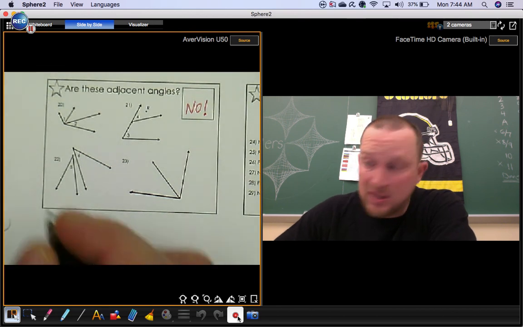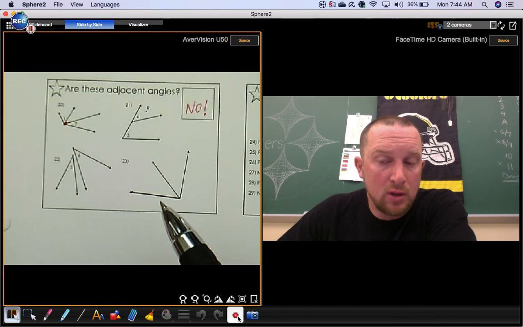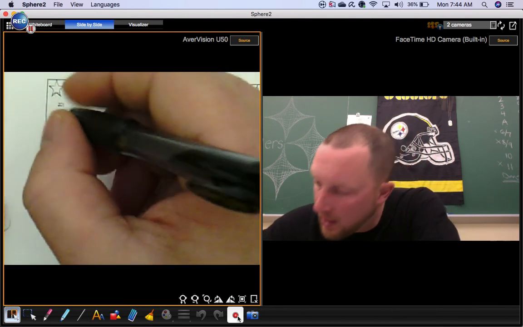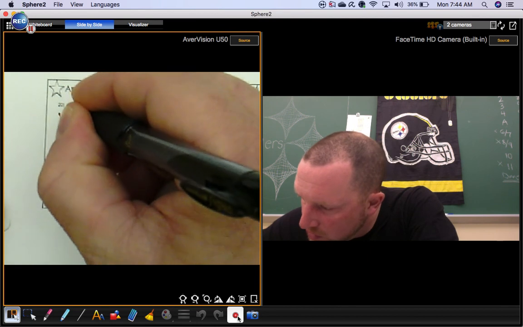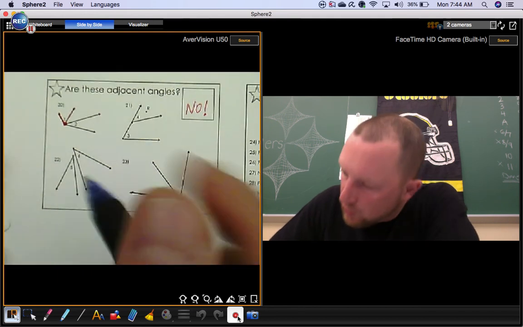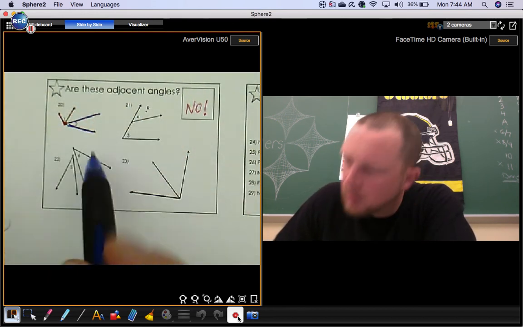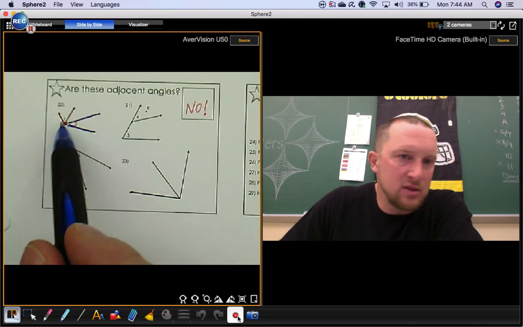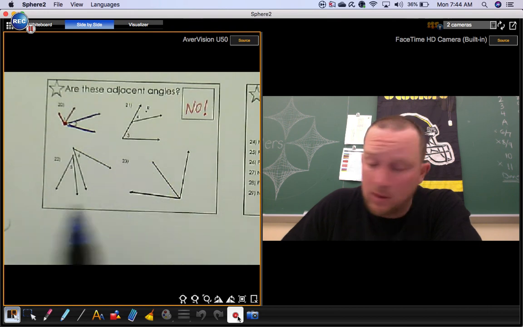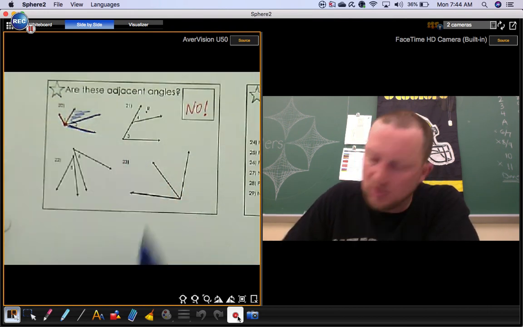Remember, to be adjacent angles, you must have the same vertex, which these angles do. But you also must have a shared side or a shared ray. Angle 1 is made with these two red rays. Angle 2 is made with these two blue rays. Angle 1 has its own two rays. Angle 2 has its own two rays. There's no shared ray. Notice there is a space in between these angles.